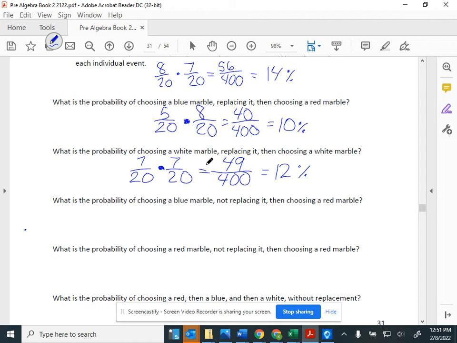Okay, so let's do this next one. What is the probability of choosing a blue marble, not replacing it, then choosing a red marble? This is where really you have to pay attention and read for meaning with your questions. You have to read what they want you to do. So how would I write that? Choosing a blue marble, not replacing it, then choosing a red.